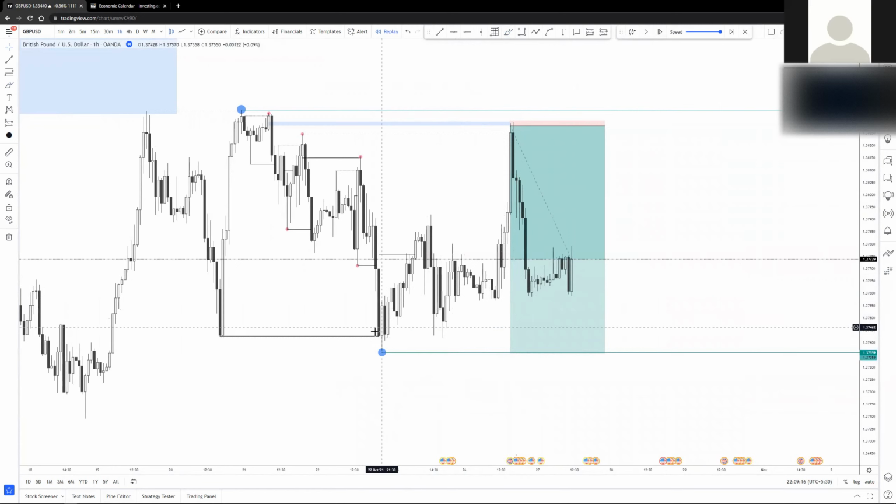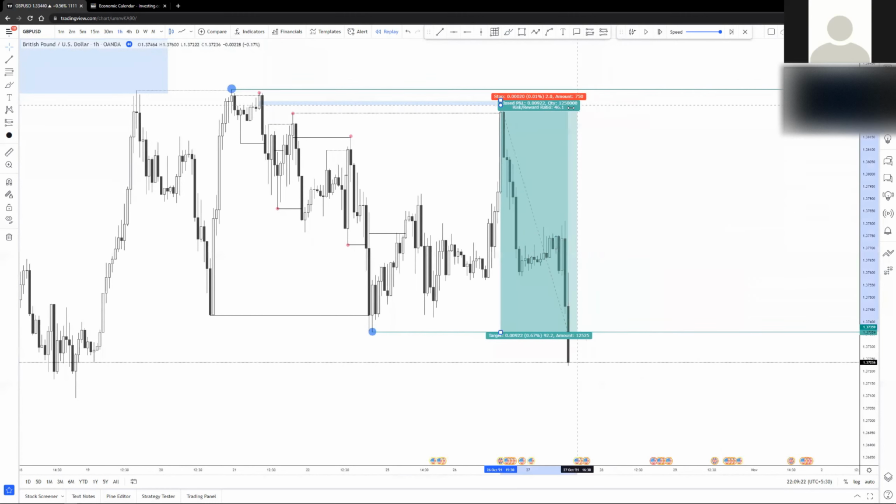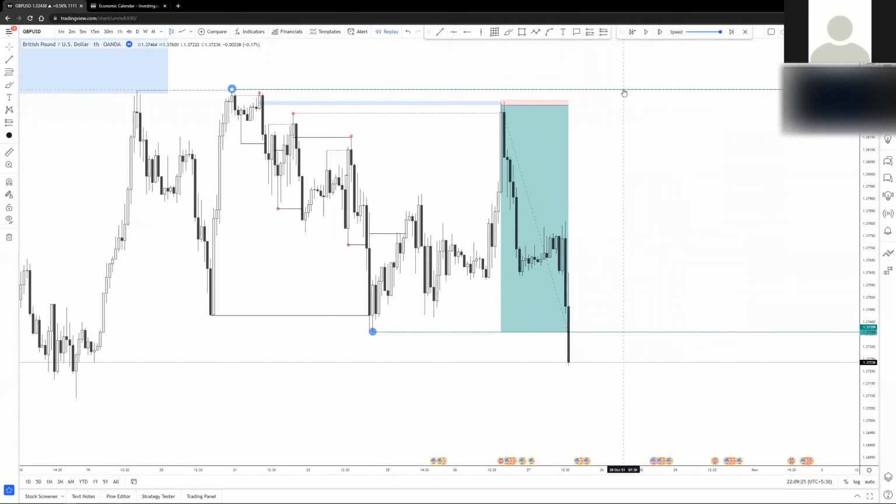No. Look at all of this liquidity. Why would price reverse from this? And then it broke out of the trading range.